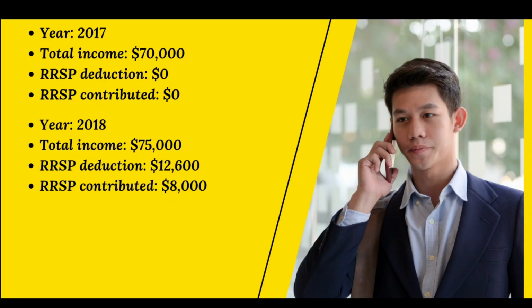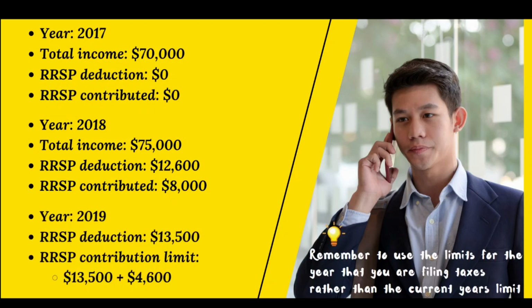But for that year, even though he can contribute 12,600, let's say he only contributed 8,000 to RRSP. So for the year 2019, he would have the contribution limit of 13,500, that is 18% of 75,000, plus 4,600, the unused RRSP limit from 2018. So contribution limit would be the sum of your current year deduction limit plus any carry forward from your previous years. If you always max out the RRSP contributions, then your deduction limit will always be same as your contribution limit. But you don't have to worry about that or do the math using a calculator.